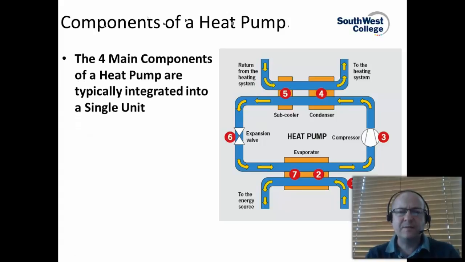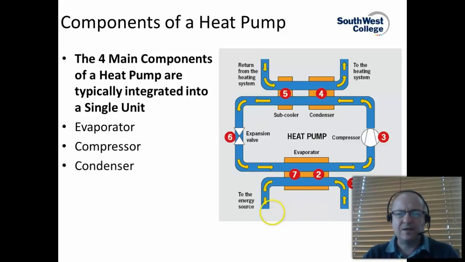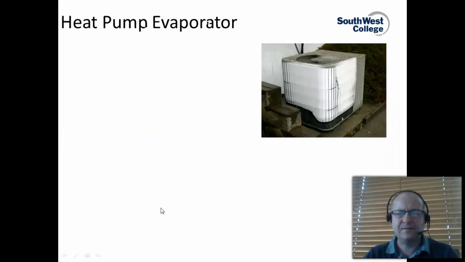So the main components of the heat pump are generally all integrated into a single unit when it's actually made up. So you'll have your evaporator, you have your compressor, you have your condenser, and you have your expansion valve. So that's the four main components that make up a heat pump: evaporator, compressor, condenser, and expansion valve.